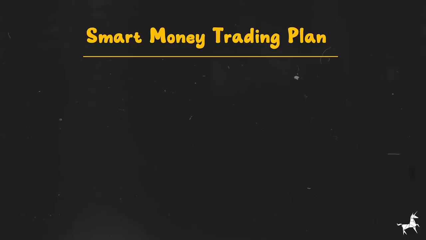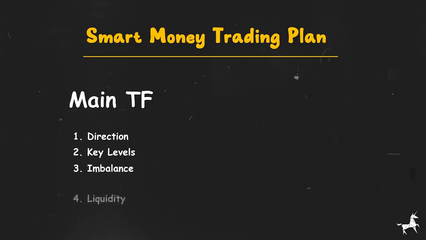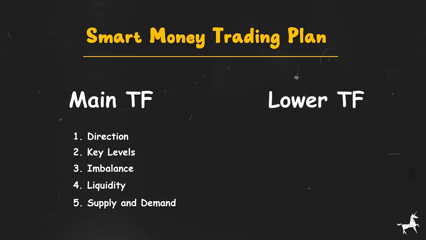The smart money trading plan consists of two major time frames. First, we have the main time frame, where we'll do most of our general analysis. This includes reading the market structure to find the direction, identifying key levels, imbalances, liquidity, and most importantly, spotting supply and demand zones that might offer high-quality trading setups. In the second part, we'll zoom into a lower time frame to look for confirmation and enter the trade.